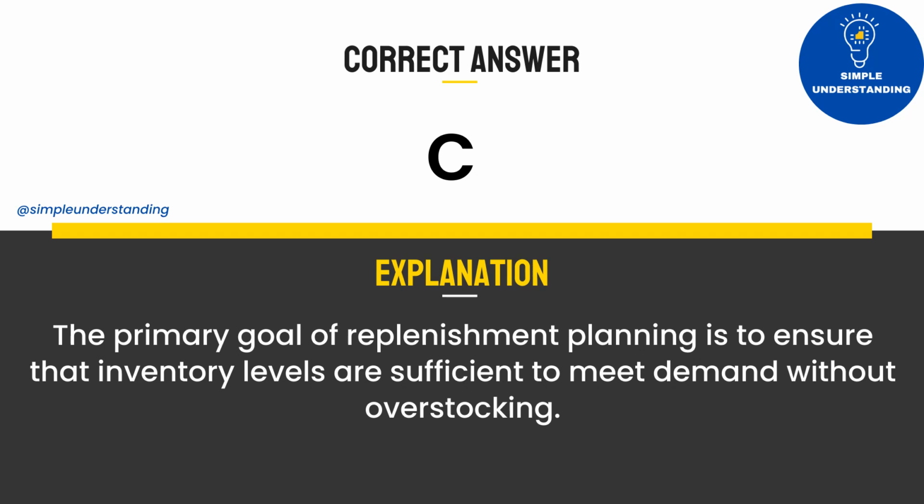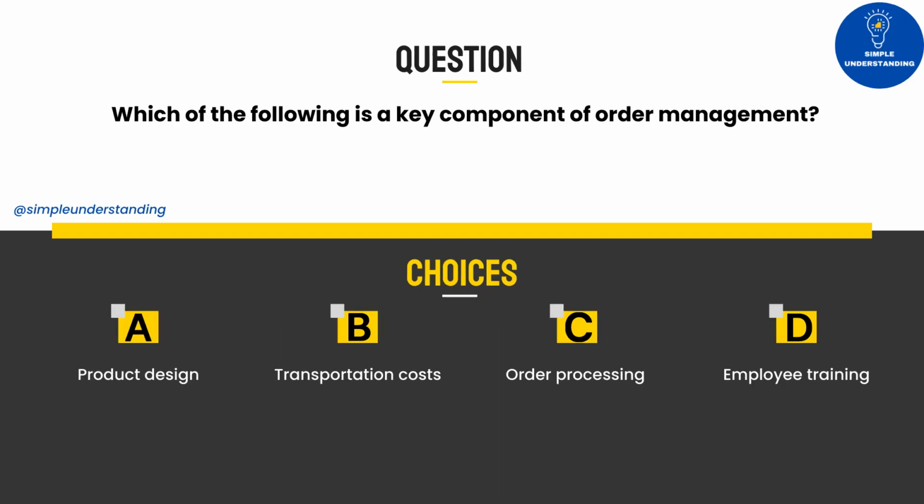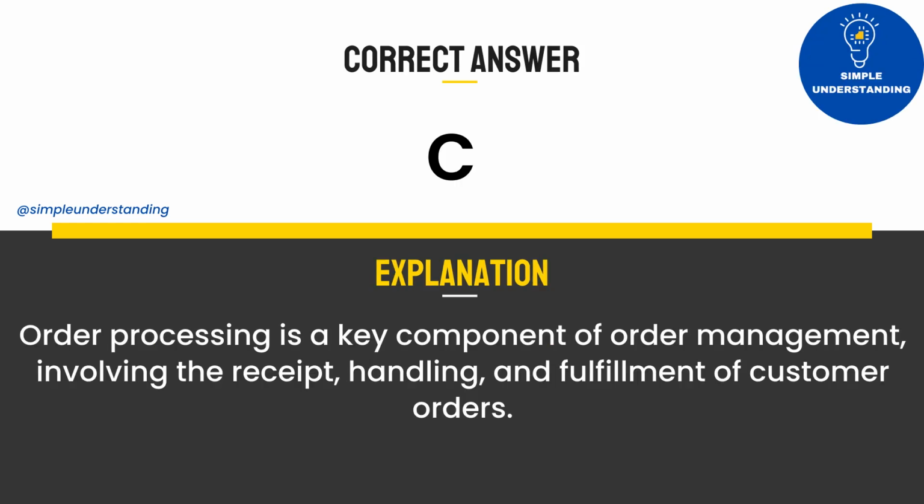The primary goal of replenishment planning is to ensure that inventory levels are sufficient to meet demand without overstocking. 2. Which of the following is a key component of order management? A. Product design. B. Transportation costs. C. Order processing. D. Employee training. Correct answer: C. Overall explanation. Order processing is a key component of order management, involving the receipt, handling, and fulfillment of customer orders.